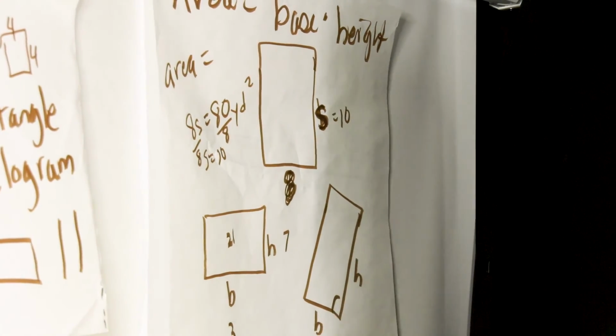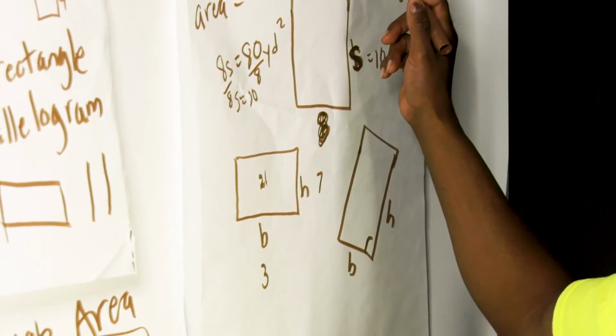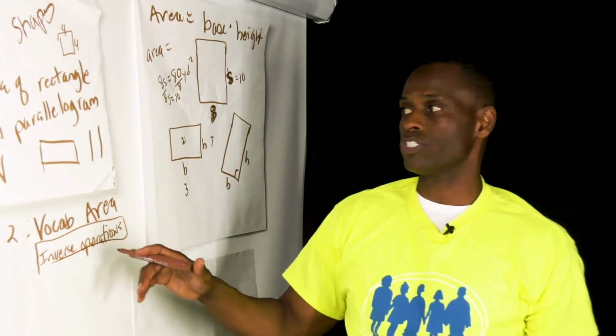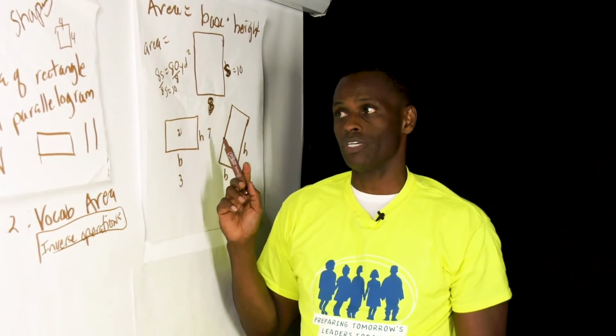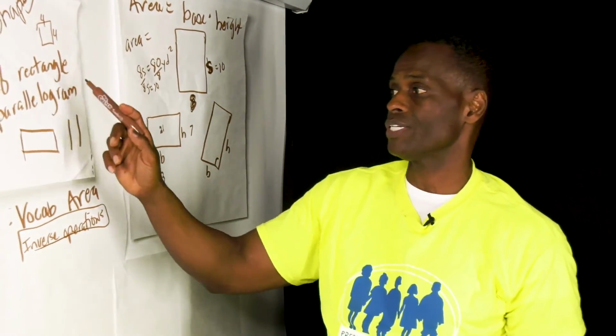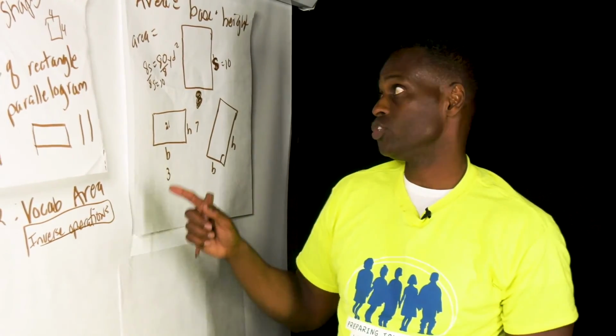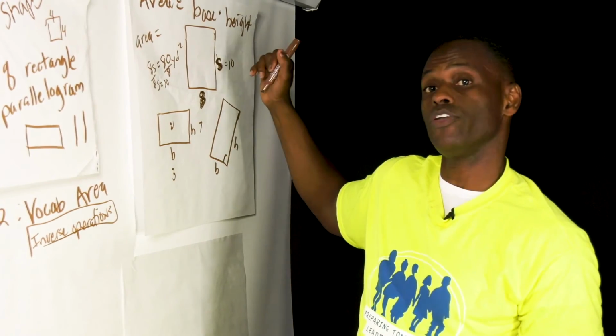So remember, in solving this, when you have a variable involved in solving for base and height, remember you use the inverse operation as part of the solution. So this is what we just covered today, area of a rectangle and parallelogram. And vocabulary is important in the operation that you'll use if you are solving for an unknown side.